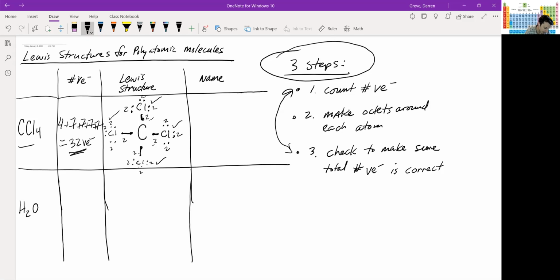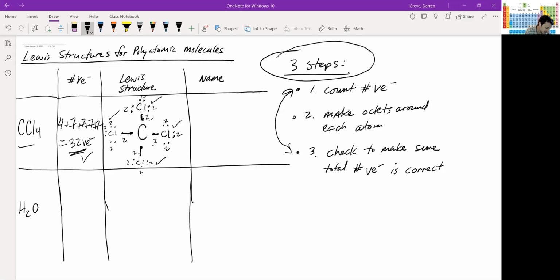Now we need to make sure we haven't added more electrons than we should. There should be 32. Each chlorine atom has 2, 4, 6, 8. Okay, and there's 4 chlorine atoms, so 8 times 4 is 32. So I indeed have 32 electrons. So that is the correct Lewis structure for CCl4.